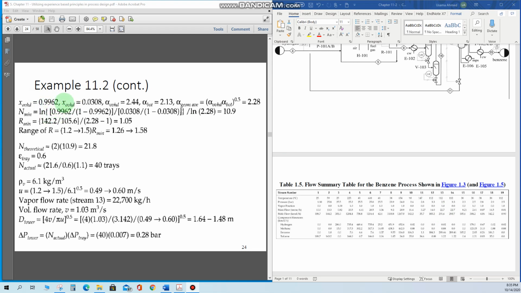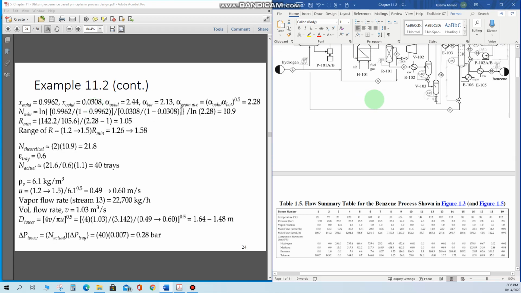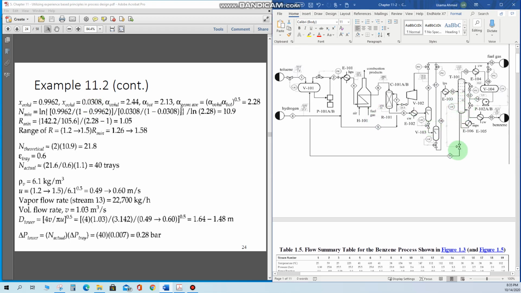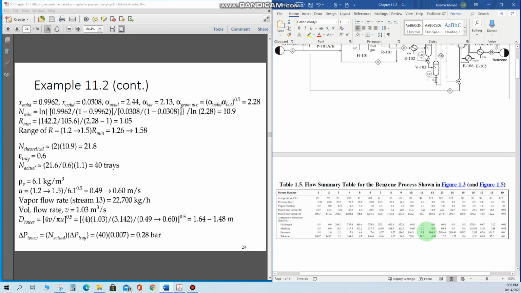And this x overhead, this is a mistake here, it represents x bottom here. So you have to consider what the benzene concentration is in the bottom stream. If you go back here, stream number 11, which is being recycled, is representing the bottom stream. So you have to take the composition of this stream, where 1.1 is the benzene and this one, 35.7, is the total stream. So you can get the value for the x in the bottom. So you would be getting this value.